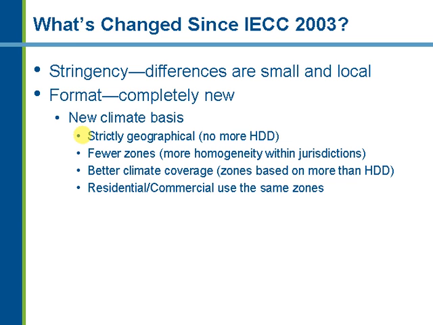In other words, there's more homogeneity within jurisdictions and across jurisdictions that happen to be close to one another. In spite of the fewer zones, there is better climate coverage overall because the new zones are based on more than heating considerations. They consider a number of climate variables that involve cooling as well. And finally, commercial and residential sections of the code make use of exactly the same zones. That was sort of true before, but not entirely.